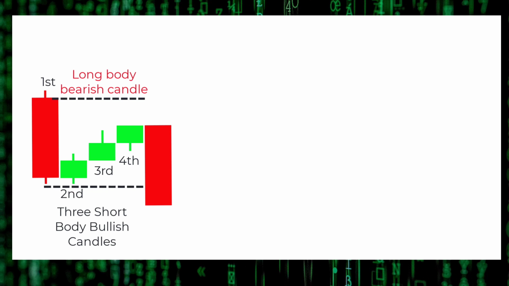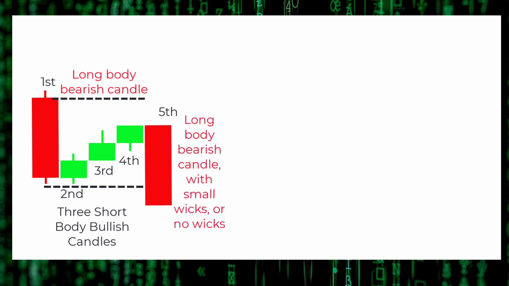And finally, the fifth and last candle is where the price makes another sharp drop with a long body, bearish candle that either has small wicks or no wicks at all. And closes below the first candle's low.